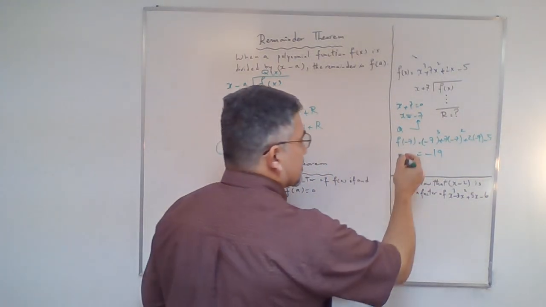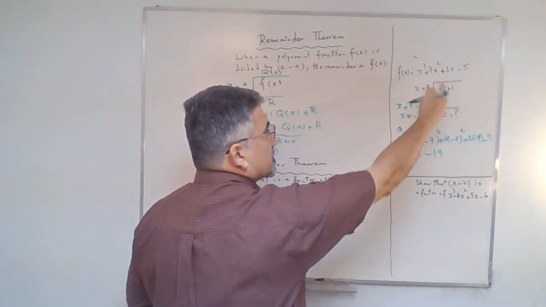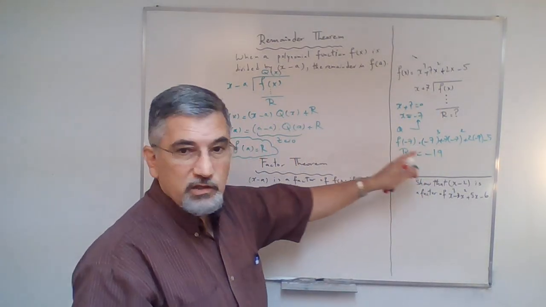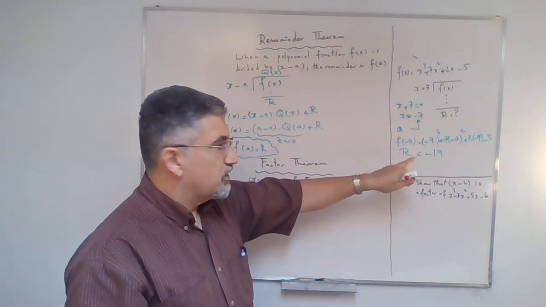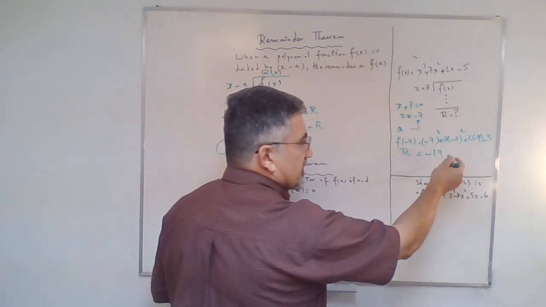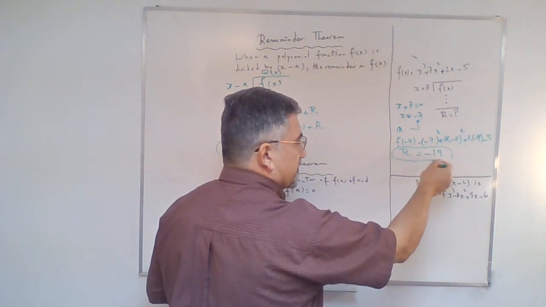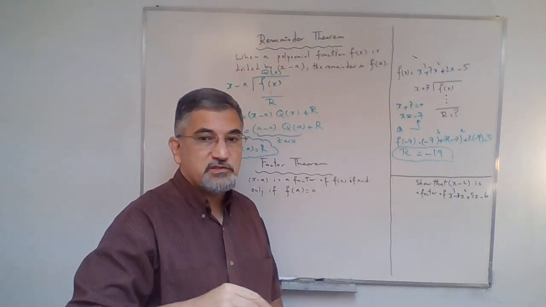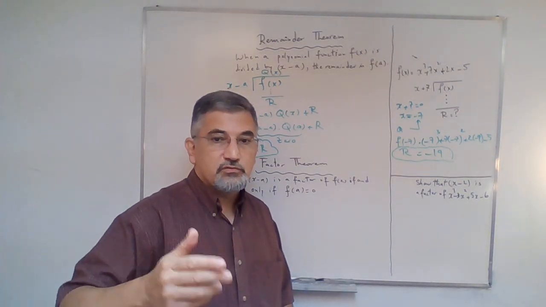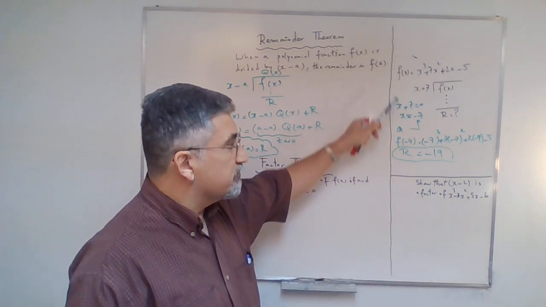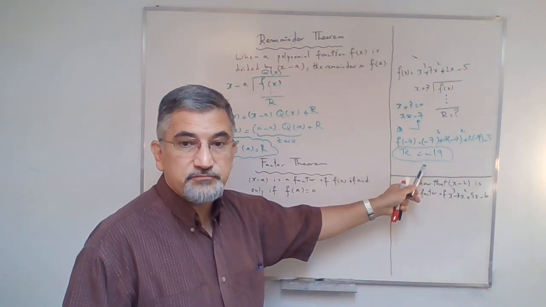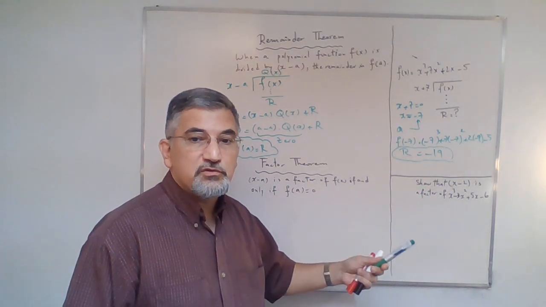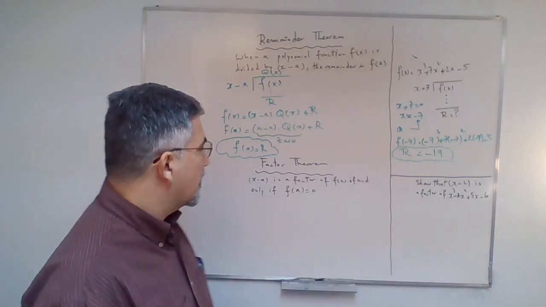So that means that the remainder of this division, in only one line, in only a few seconds, you could find. The remainder is actually negative 19. I want you to verify this answer using both methods of long division and synthetic division on your own time. I want you to verify that this is actually the right answer, okay? Because no matter what method you're using, you should get the same answer.